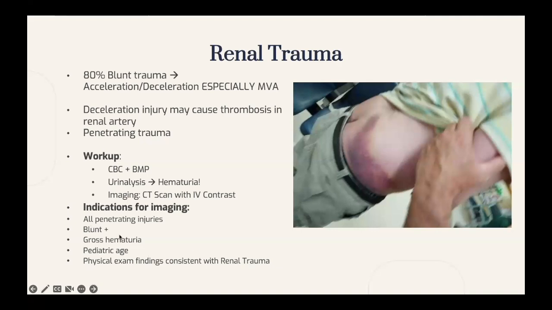So a patient presents with a history of blunt renal trauma, but you want to assess if the patient has any risk factors for kidney damage. So you do a physical exam, you find this ecchymosis with a history of blunt trauma. This is an indication for imaging.